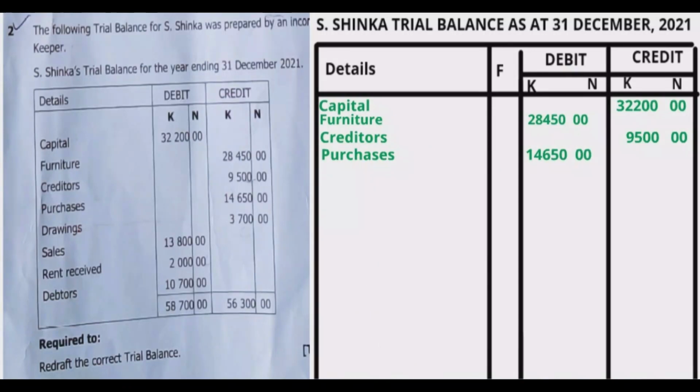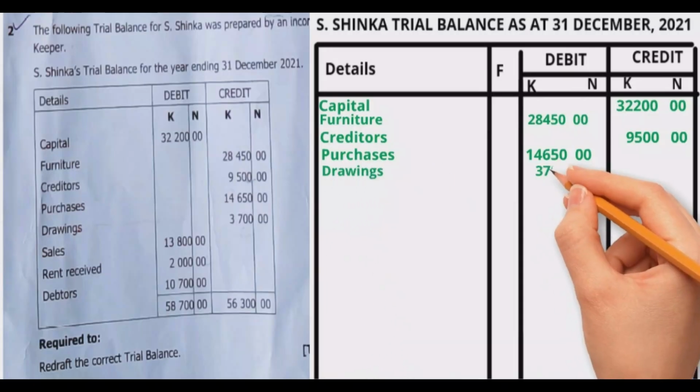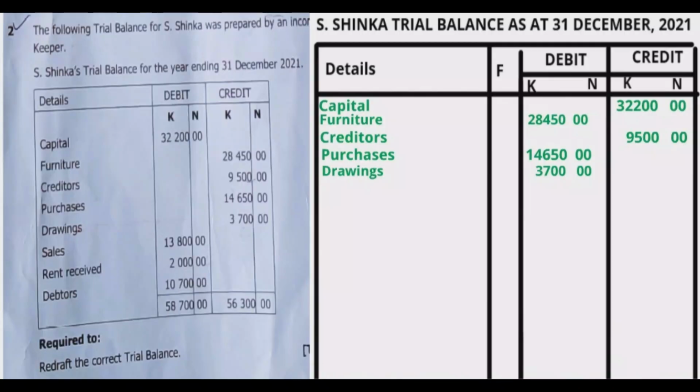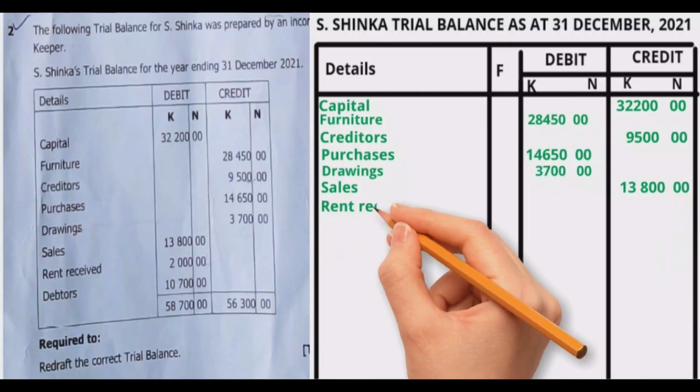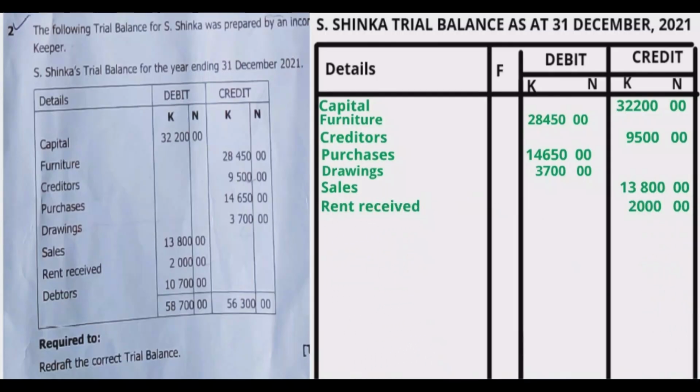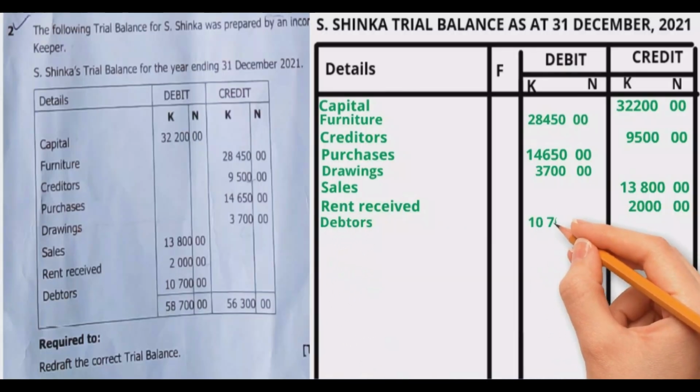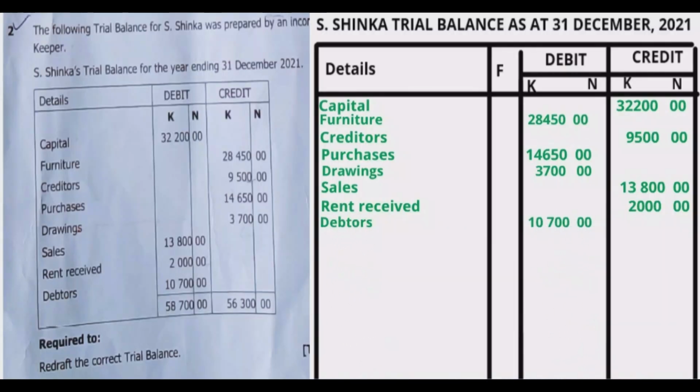Then drawings should also be debited. So they should be debited here. Okay, we come to sales, that is 13,800, should be credited. Rent received should also be credited. Then debtors, these should be debited. Okay, so that is how these should be recorded.